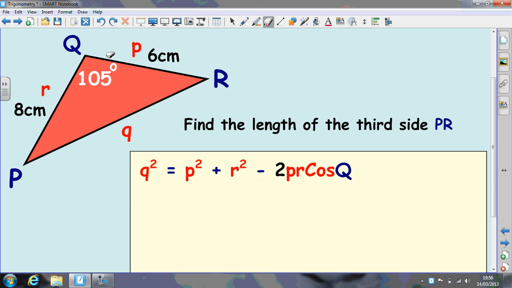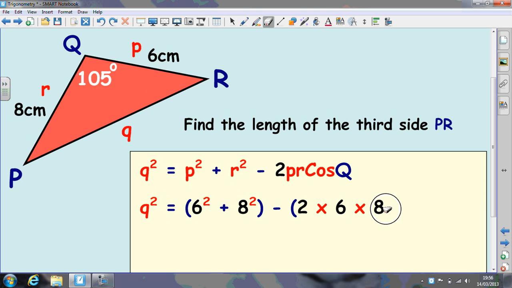After that, we just fill in the values. So we don't know what Q is, or Q squared. We know what P is. If you look at the diagram, it's 6. So 6 squared plus 8 squared, take away 2 times 6 times 8 times the cos of 105 degrees.